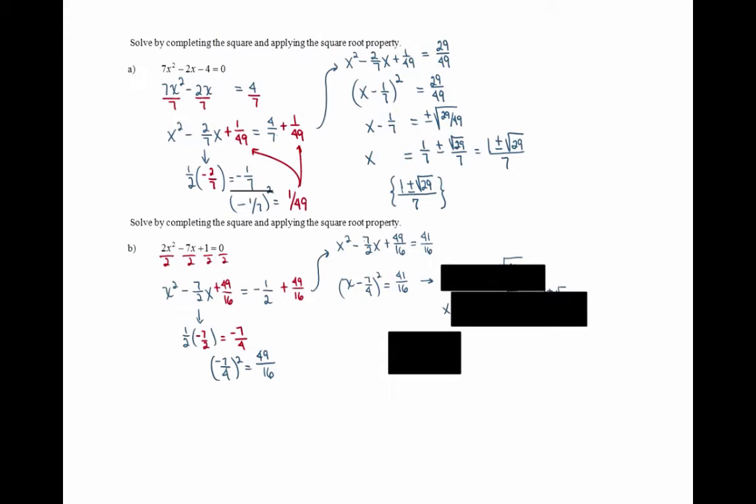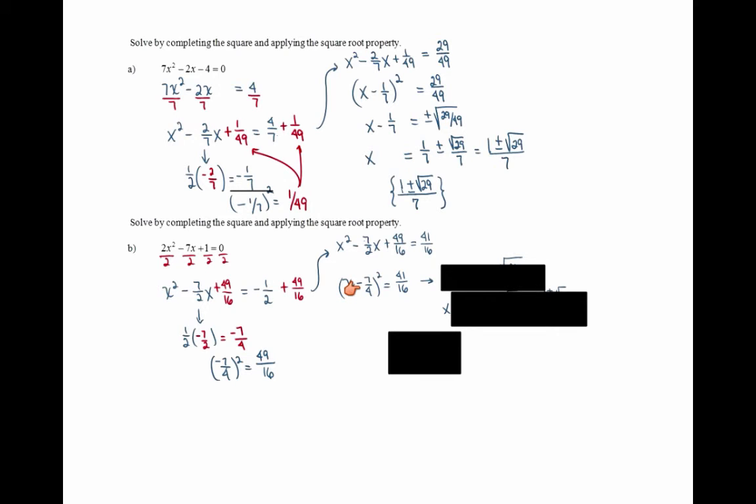Then you have to add these two, of course. Minus 1/2 plus 49 over 16. The LCD is 16, right? You multiply the first fraction by 8 over 8, and then you get minus 8 plus 49, you get 41 over 16. Everybody okay up to this point?